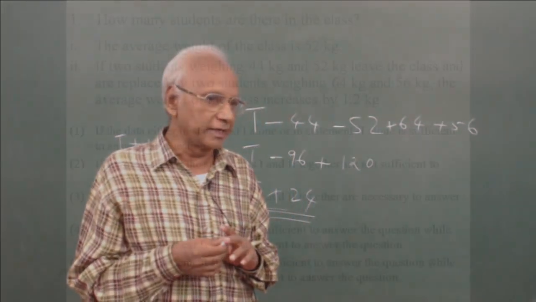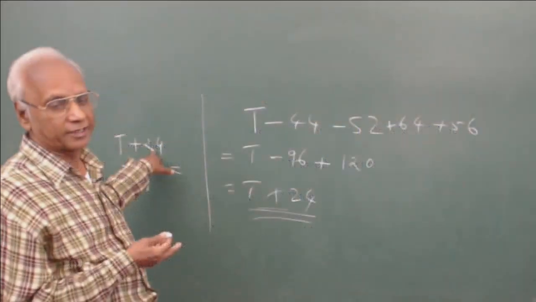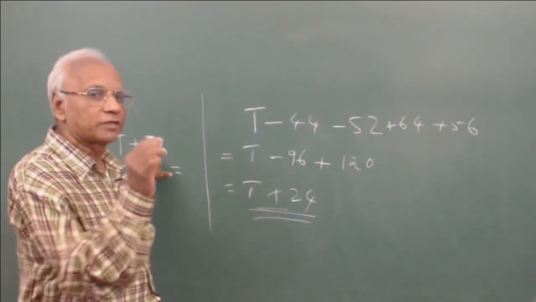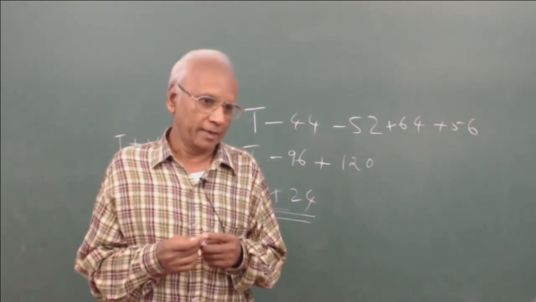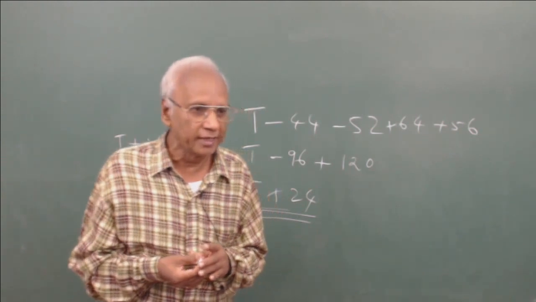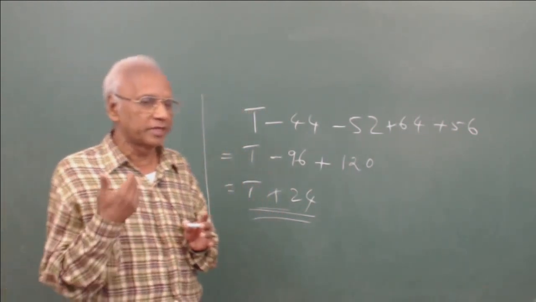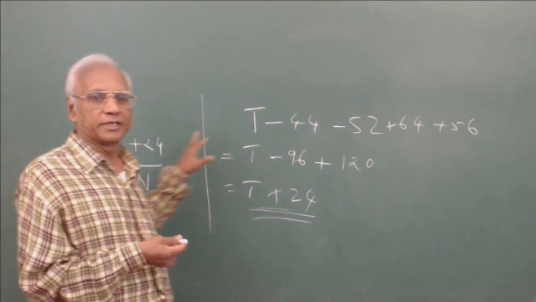How much is 24 by n is given in this second statement: the class average increases by 1.2 kilogram. So the average increase is 1.2 kilogram. So 1.2 multiplied by the number of students is equal to 24. That we already get. So 1.2 into what will give you 24? 1.2 into 20 will give you 24. That means 20 students are there in the class. Therefore 20 multiplied by 1.2 will be 24. That 24 is added, therefore the average increases by 1.2.